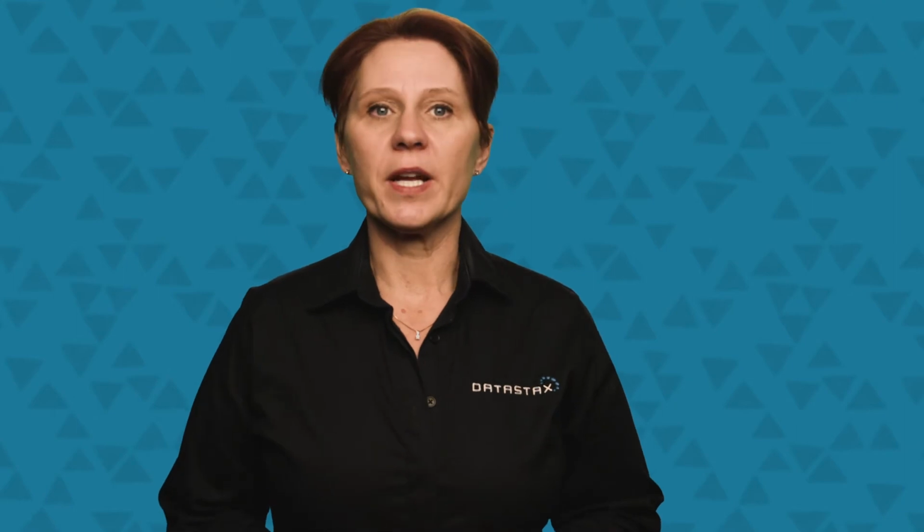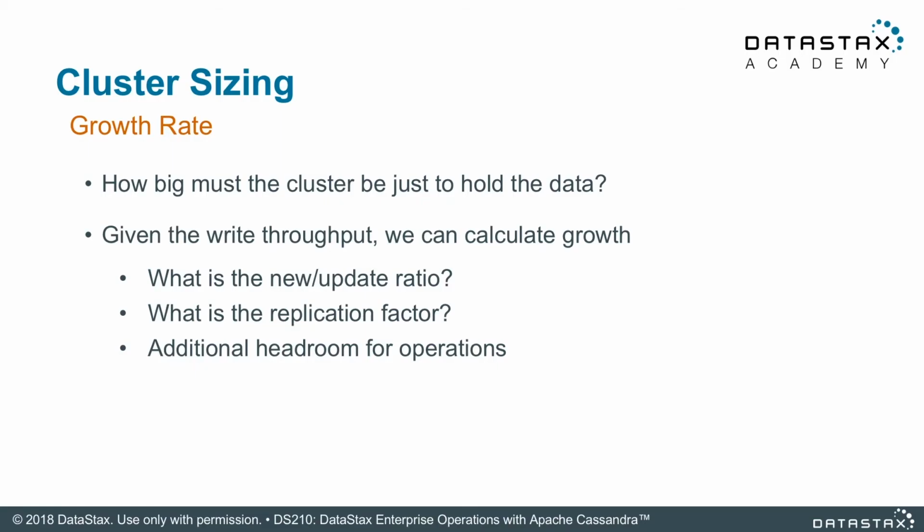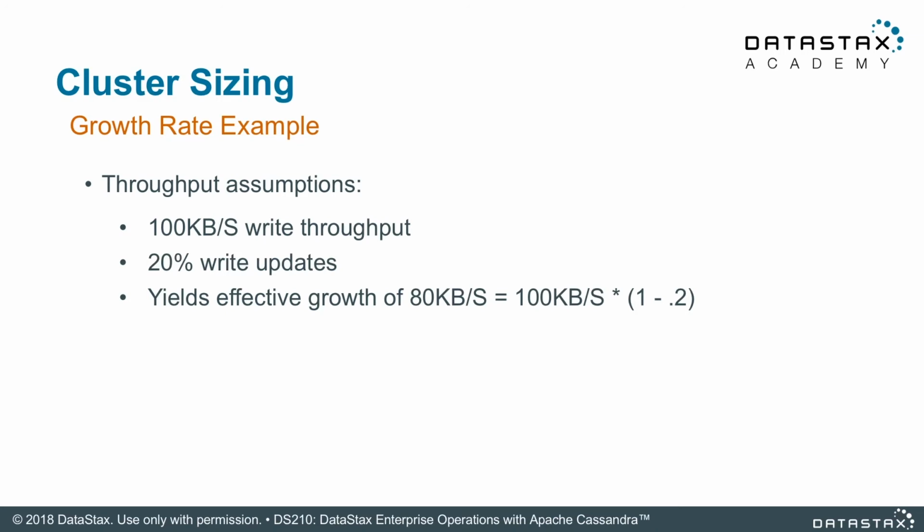Let's move on to growth rate. So there are some things that you need to think about here. What size should your cluster be to hold all of your data? If you know your throughput, then you have to consider your new or update ratio, how your replication factor comes into play, and plan for additional headroom required when performing cluster operations, for example, a repair. Let's take a look at this example, shall we? Let's say you have 100 kilobytes per second throughput with about 20% write updates. The result of this is a growth rate of 80 kilobytes per second, or 100 kilobytes times 1 minus 0.2.